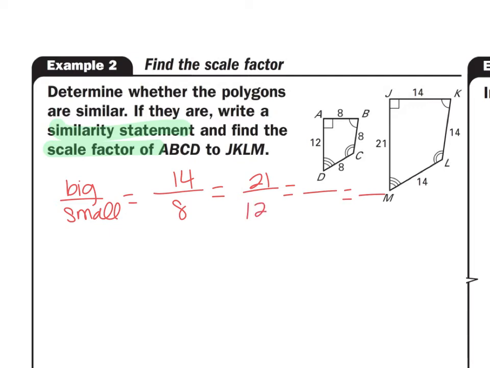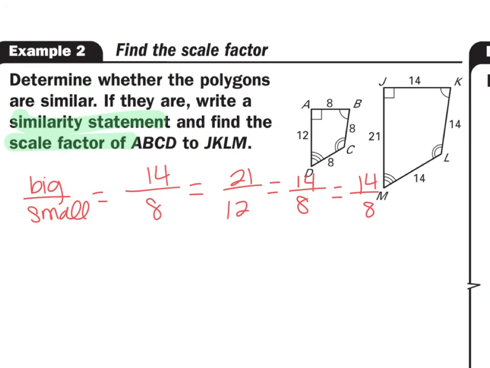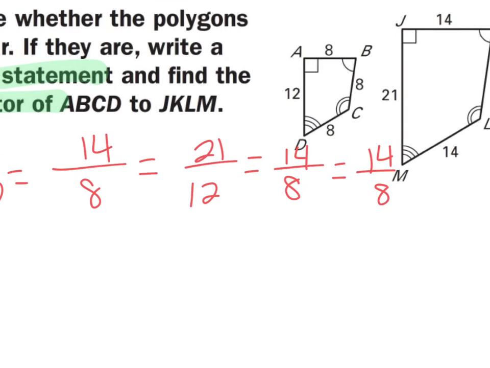Bottom side on the big one is 14. Bottom on the little is 8. And then the right side would be 14 on the big one and 8 on the little one. So if these are proportionate, or if they're similar, then these will all reduce to the same fraction. So 14 and 8, what can you divide both of those by? 2. So that would become 7 over 4.